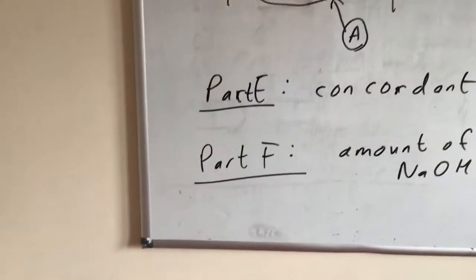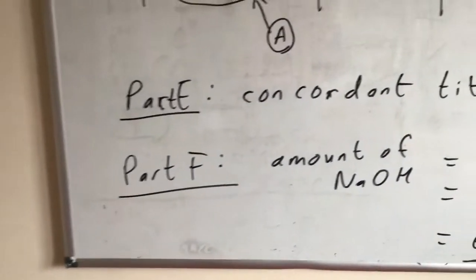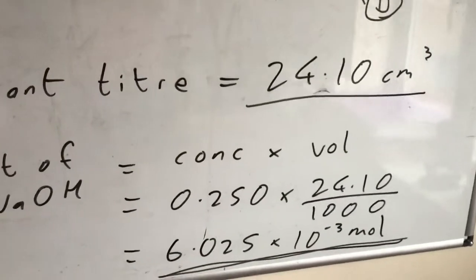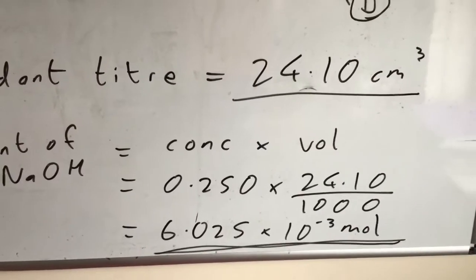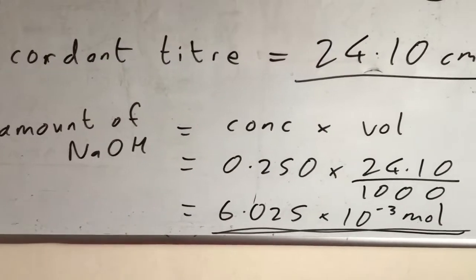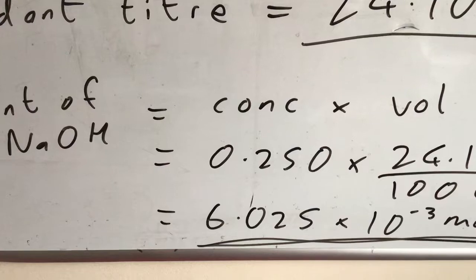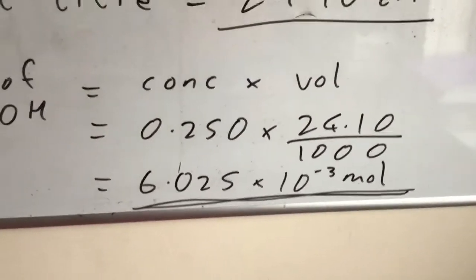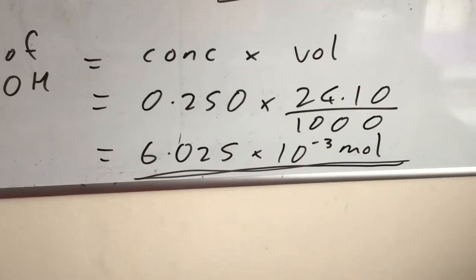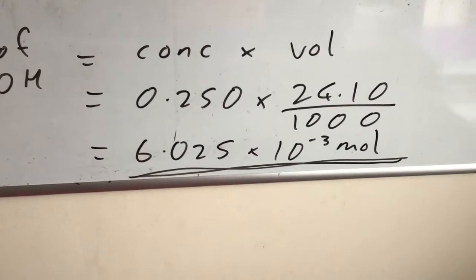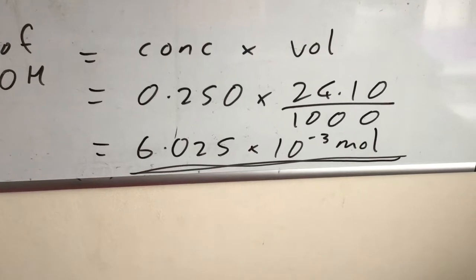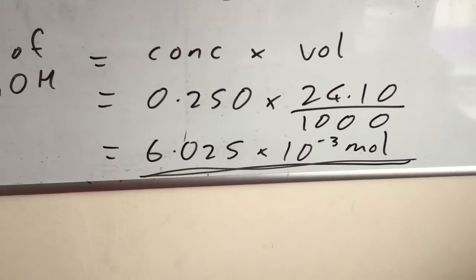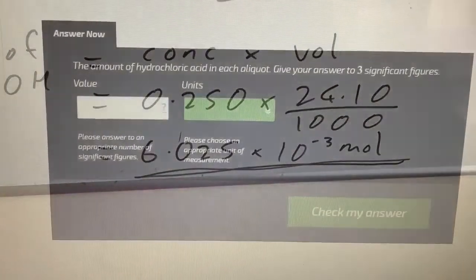Then in part F, they want us to work out the amount of sodium hydroxide. So in other words, I'm going to use the formula, the concentration times the volume, to find the number of moles. The concentration of the sodium hydroxide is 2.50 multiplied by the volume from the titration gives me this number of moles. Do be aware that the question wants you to put that into 3 significant figures, which of course comes out as 6.03 times 10 to the minus 3 moles.